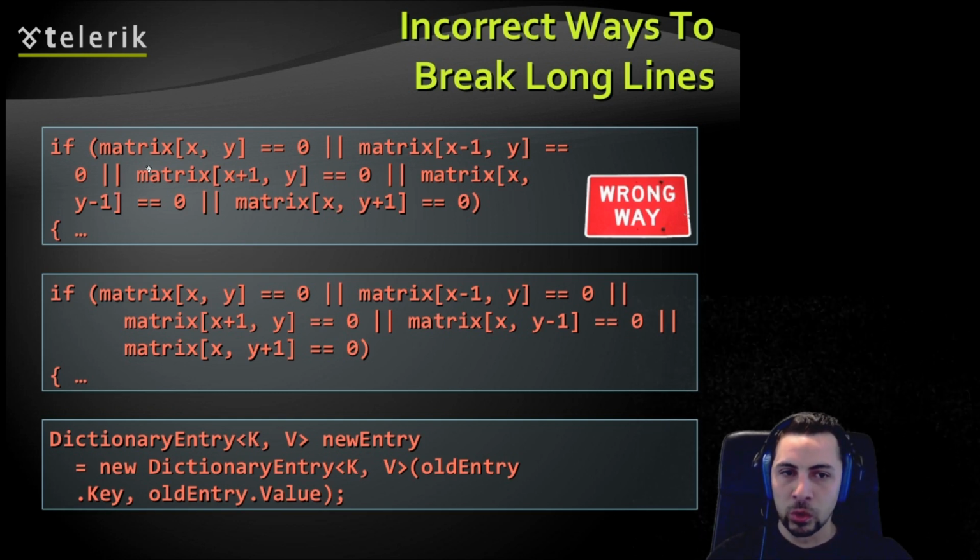So, rules. Always break on the punctuation of a closed clause. So here, matrix xy equals 0, matrix x minus 1, comma y equals 0. Then, or, and then start with matrix x plus 1. Weird tabbing. This is sort of taking it to the other extreme. Instead of being under tabbed, it's over tabbed. Just a single tab is all you need.